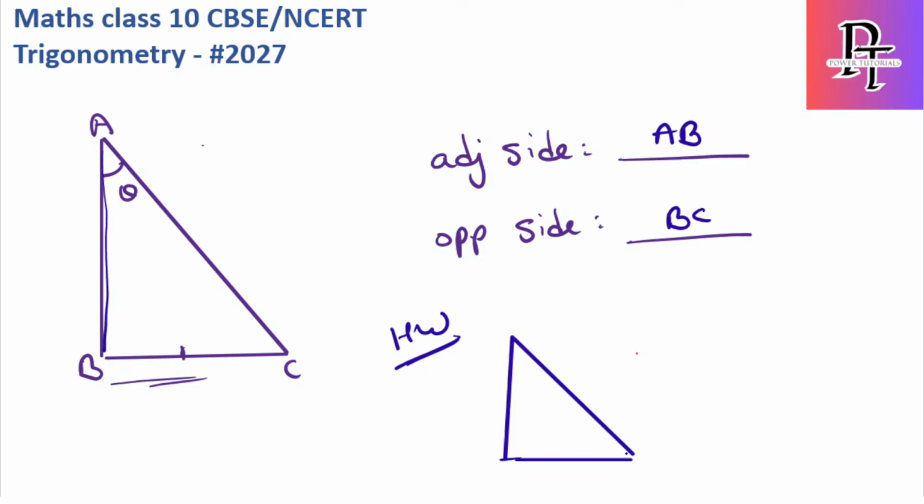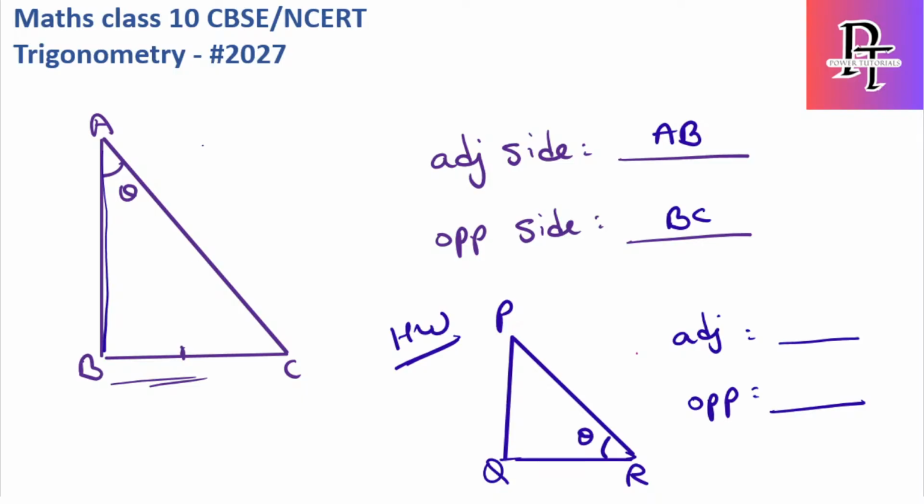So this is a right-angled triangle, and I have a theta here, labeled PQR. I want you guys who are watching this video later, or who are watching this live now, to answer in the comment section: what are the adjacent side and the opposite side? This is homework, and you have to mention it in the comment section, and I will definitely check and respond to you as well.